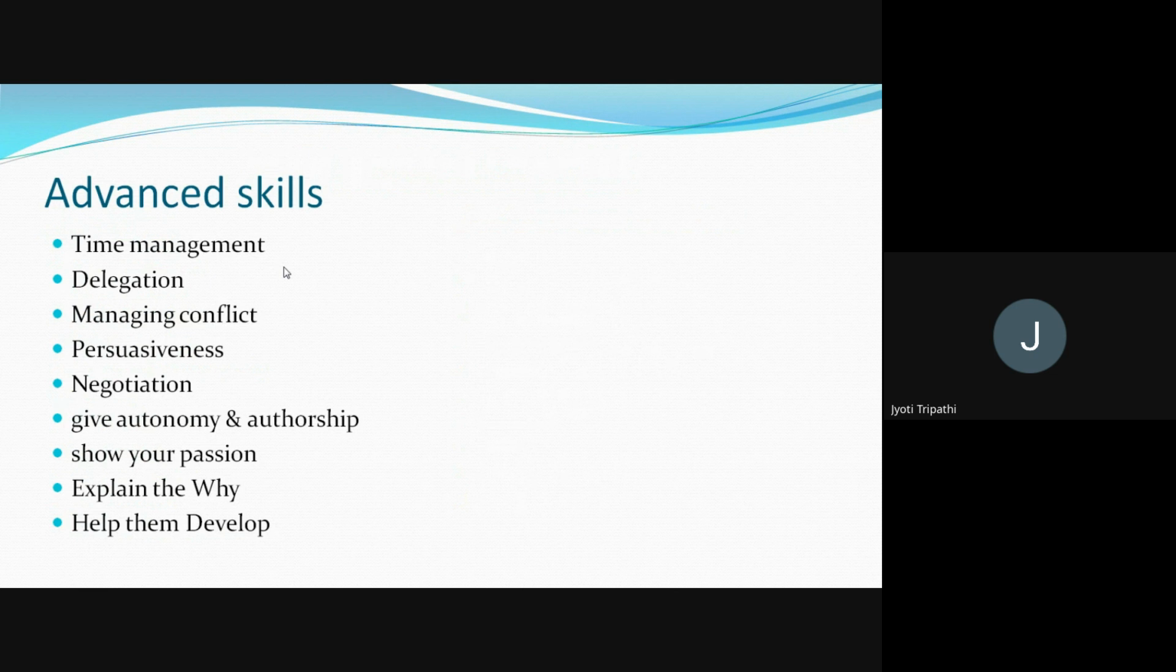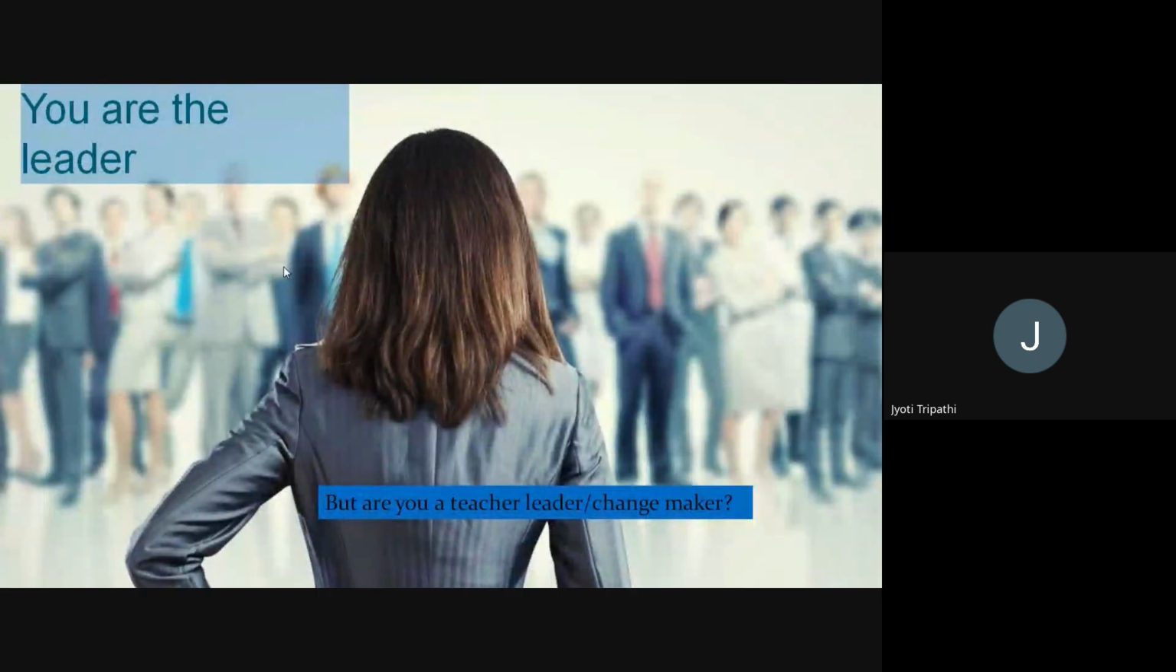Now, these are also some of the advanced skills. I will only be naming them out. Time management, delegation, managing conflict, persuasiveness, negotiation, giving autonomy and authorship, show your passion, explain the why to people, and help them develop. We don't have much time to discuss all this because the session is on teacher leadership. So we will move forward.